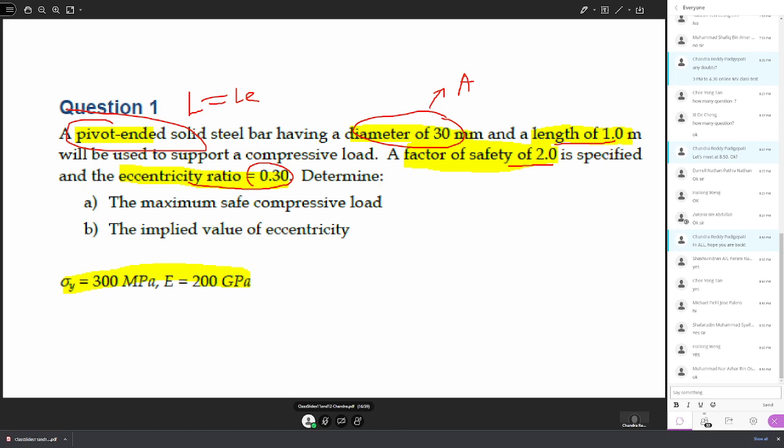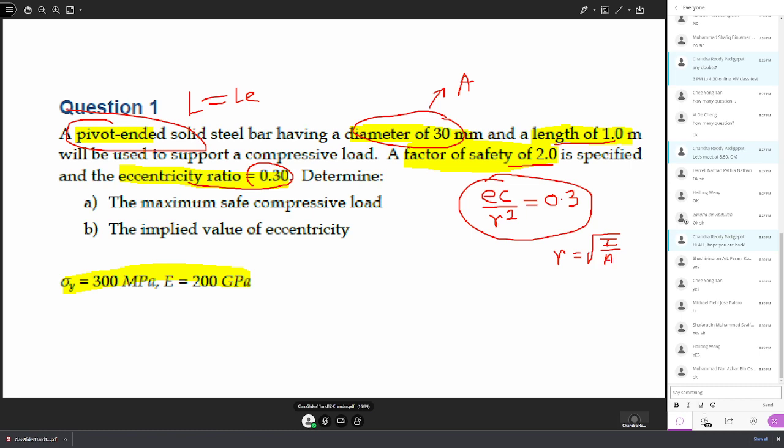0.30. So eccentricity ratio means ec over r squared. This is the eccentricity ratio, given as 0.3. If it says only eccentricity, that means e. If it says eccentricity ratio, that means you are looking at ec over r squared. You know r is the radius of gyration, which is the square root of I over A. Okay, so the parameters are given.